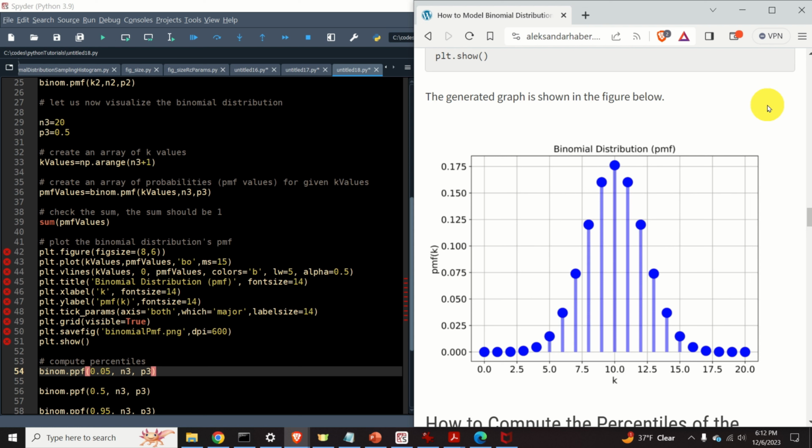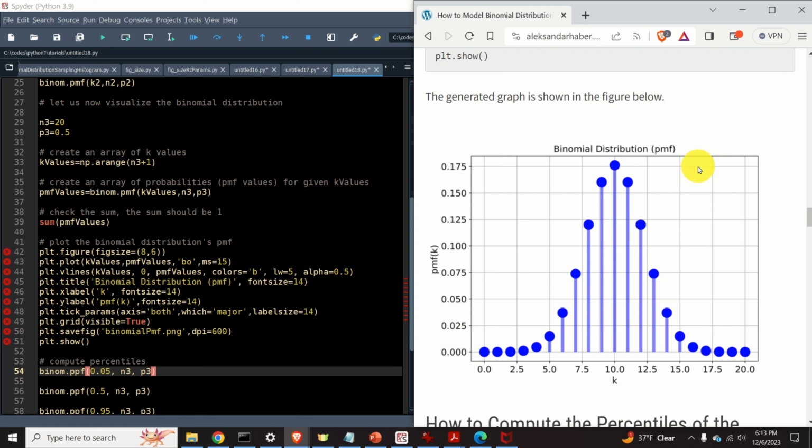Number 2, how to create a probability mass function of the binomial distribution in Python. Number 3, how to compute the moments of the binomial distribution. Number 4, how to generate a plot of the probability mass function of the binomial distribution in Python. And number 5, how to compute the percentiles of the binomial distribution in Python.